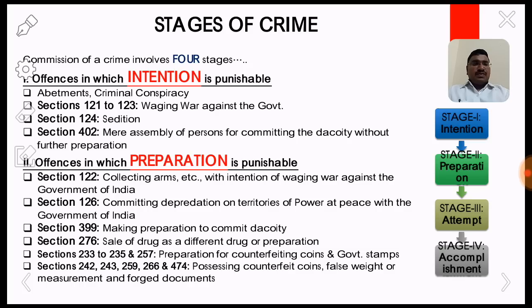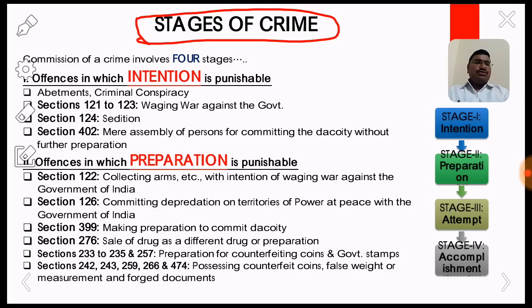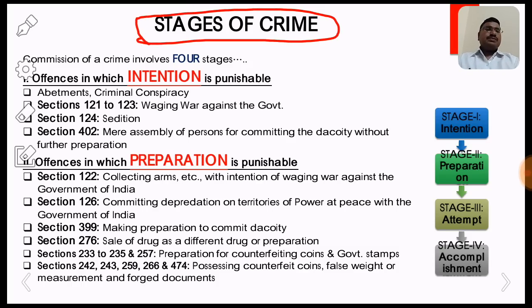Friends, the next one is stages of crime. This is also one of the fundamental concepts related to IPC. Without understanding the concept of elements of crime, criminal liability and stages of crime, we can't understand the totality of the Indian Penal Code. If time permits, I will prepare chapter-wise video lectures.